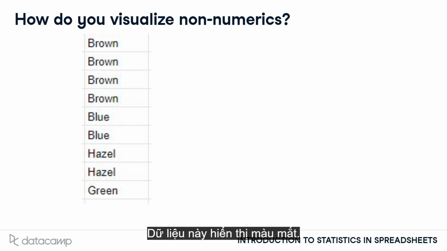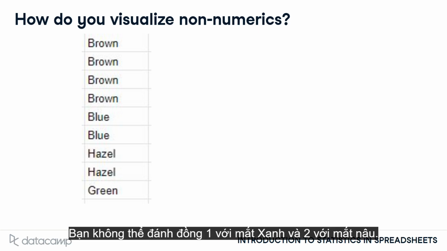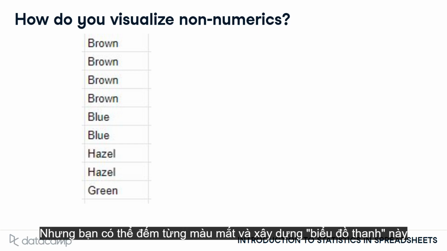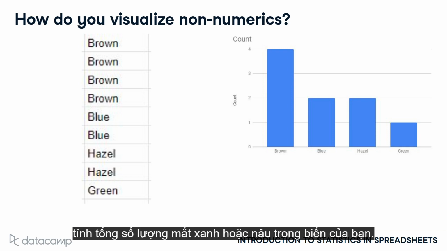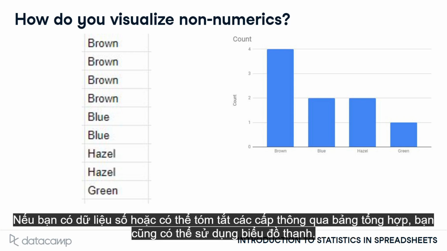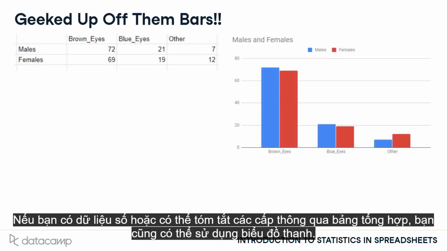This data shows eye colors. You can't equate 1 to blue and 2 to brown eyes, but you can count each eye color and build this bar chart, which sums up the number of blue or brown eyes in your variable. Simply highlight the single column, then insert a bar chart in the dialog. If you have numeric data or can summarize levels through a pivot table, you can also use bar charts.